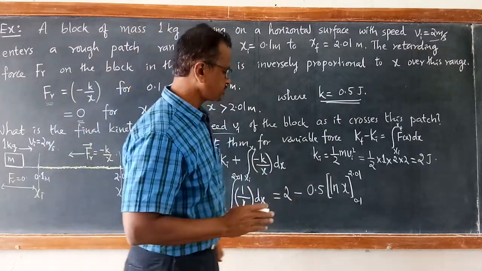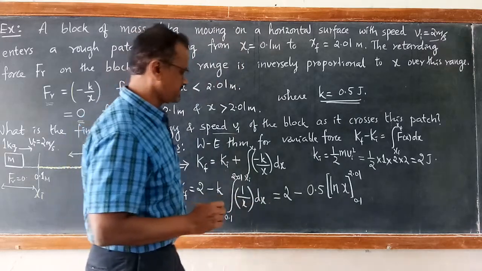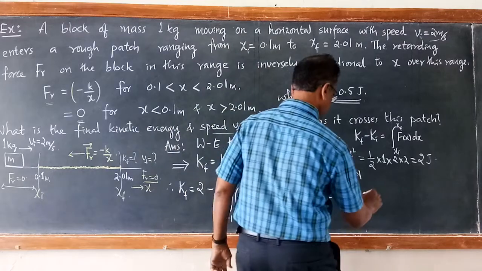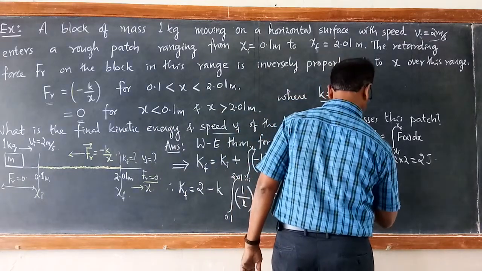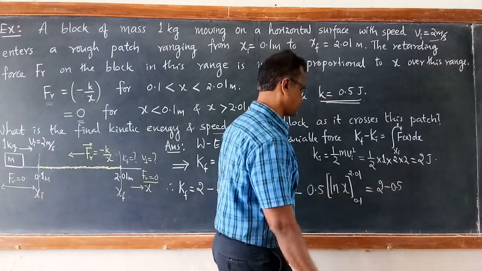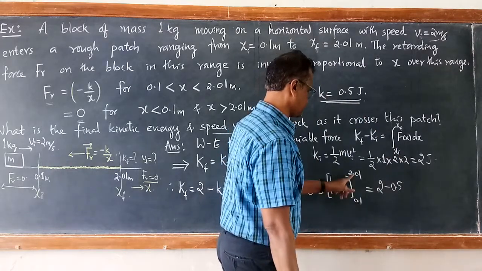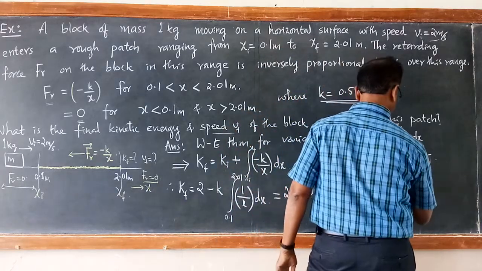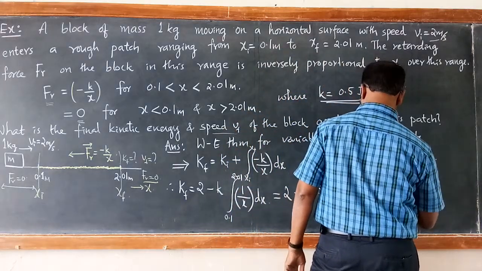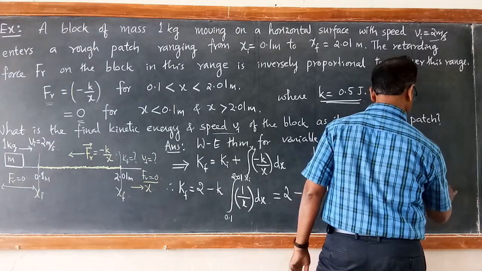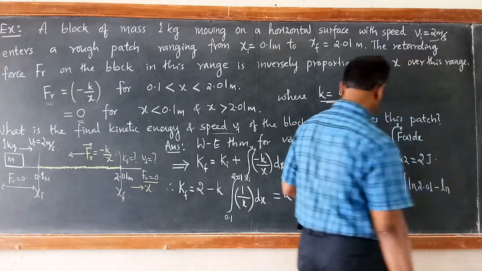So I am using that relation here. The next step becomes 2 minus 0.5 multiplied by natural log x. First you substitute the value of 2.01, so natural log 2.01 minus natural log 0.1.